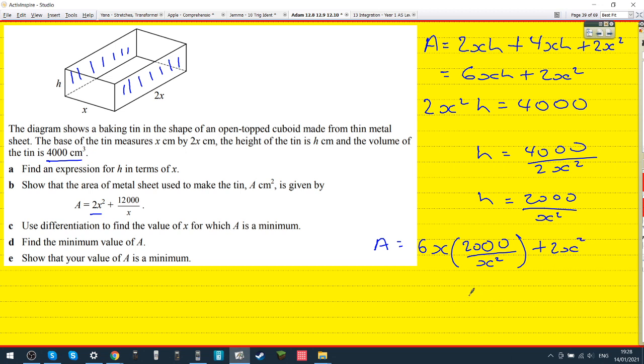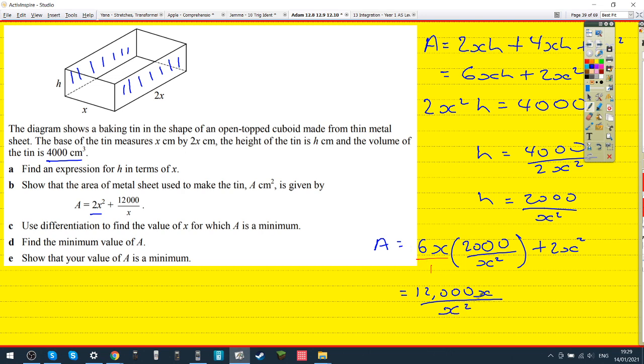And then you can simplify. You can multiply 6x by the bracket, which gives you 12,000x over 6x cubed. What is 6 divided by 1? 6. And so another way to write 6 is as 6 over 1. So you just times the bottom by 1, so that just stays the same. Oh, okay, yeah.